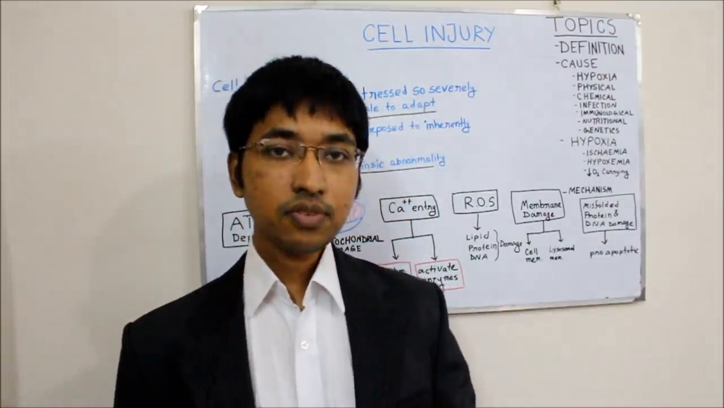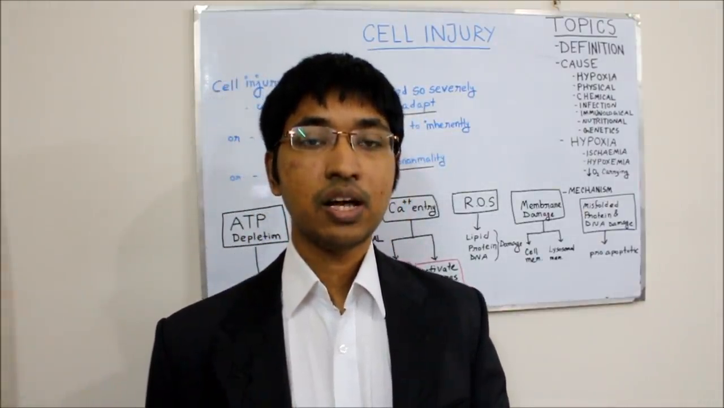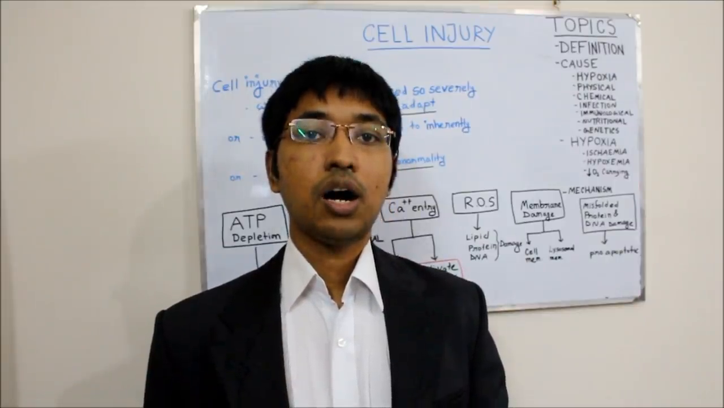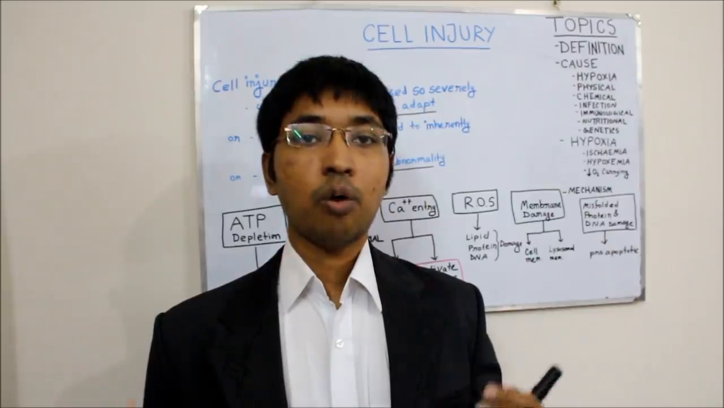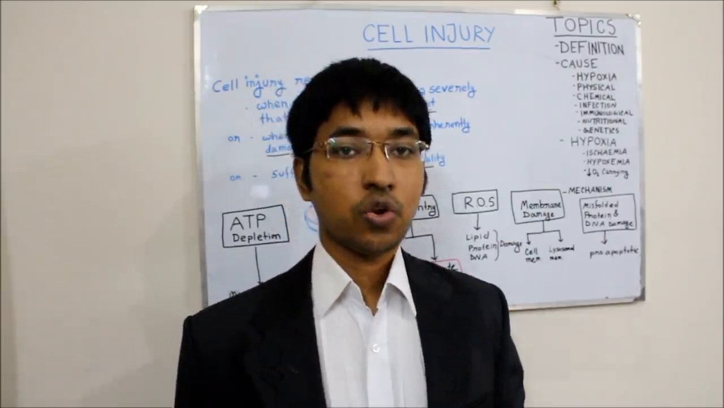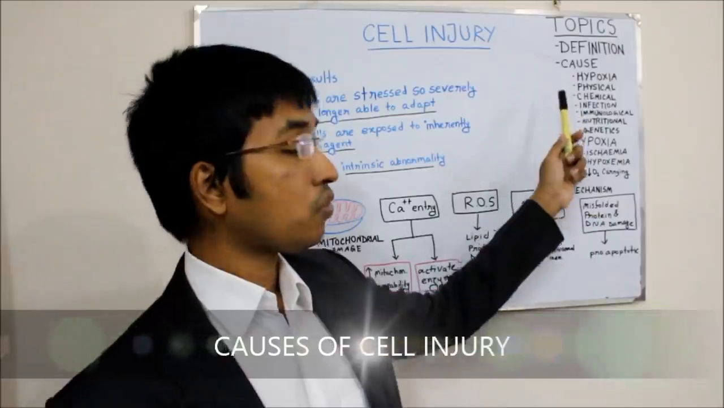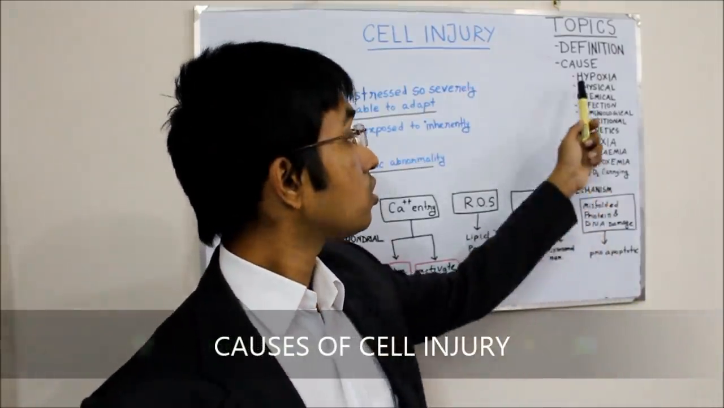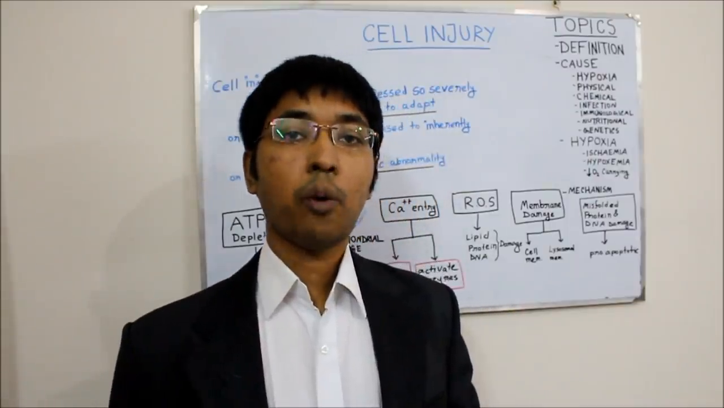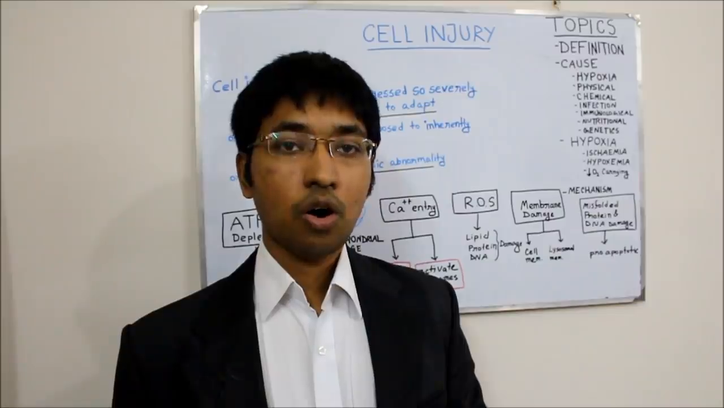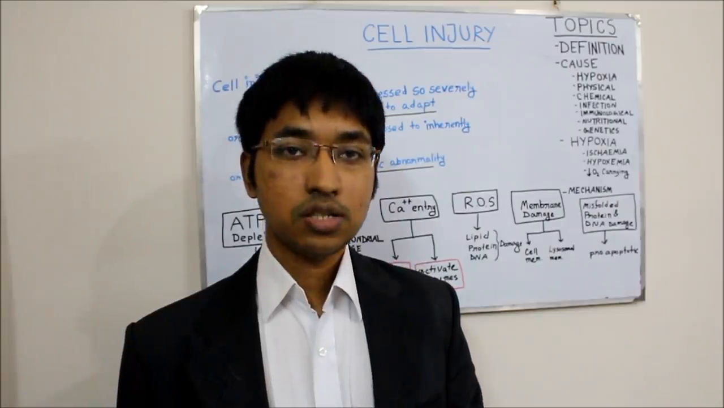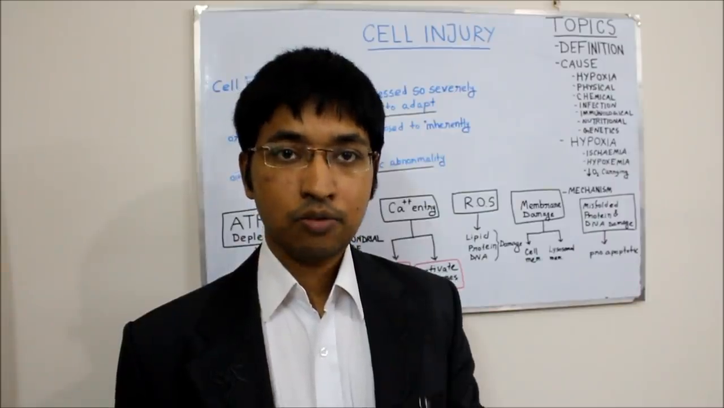Okay, now that we have cleared the definition of cell injury, we will discuss the common causes of cell injury. As you can see, I have written a lot of causes. The first cause is hypoxia. What is hypoxia? Hypoxia means lack or reduced amount of oxygen in the tissue, and we will discuss that after a while.